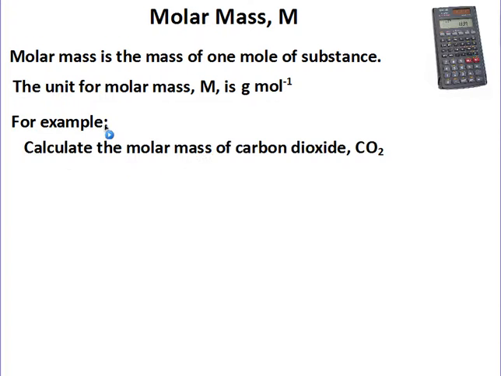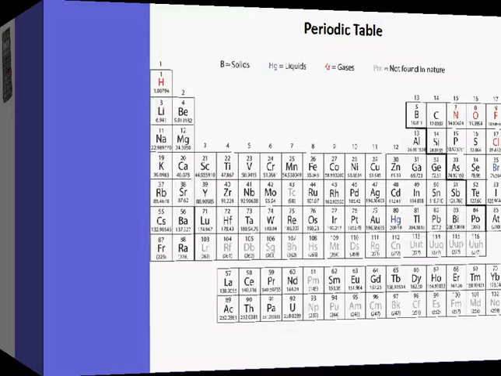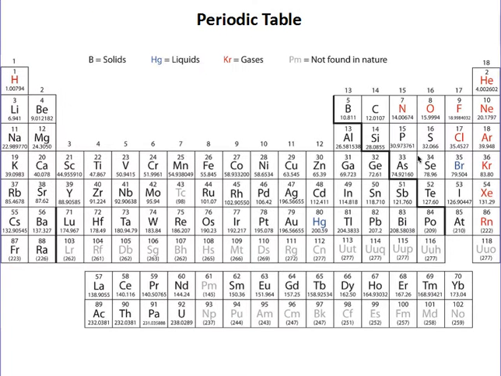So, for example, let's calculate the molar mass of carbon dioxide, CO2. Now, where do we find the masses of these elements, the carbon and the oxygen? They can be found on the periodic table. Each periodic table gives average mass. And we can see here carbon has an average mass of 12.0107. Okay, I'm going to round that to 12 just to make it easier to use. And oxygen is 15.9994. So we'll use 16 for oxygen.